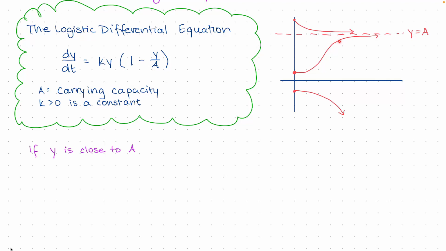As y gets close to a and it starts to approach the carrying capacity, the slope of the function becomes close to 0. Same thing from above, it'll come close to 0. So that part makes sense. That seems to flow both from the equation and the graph. So if y is close to a, the slope is close to 0.